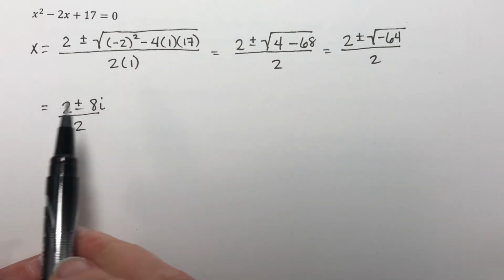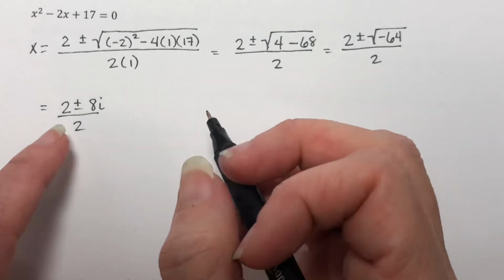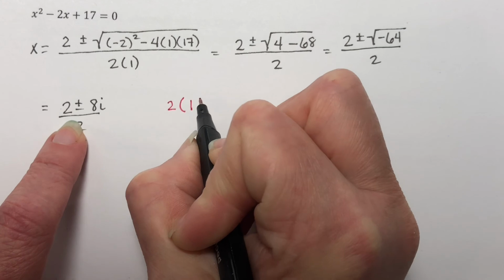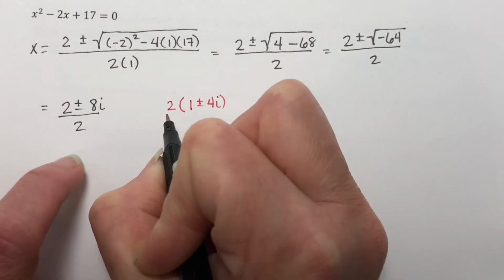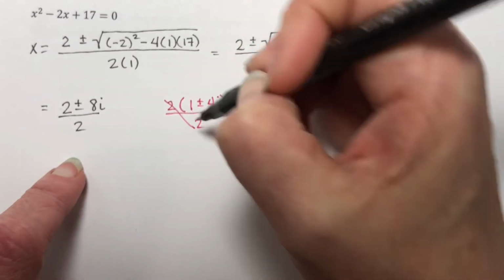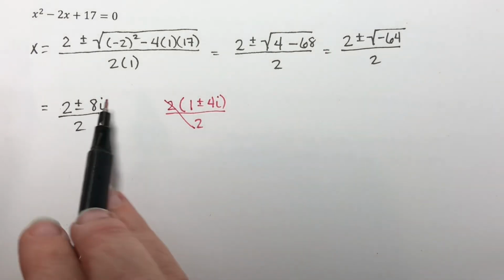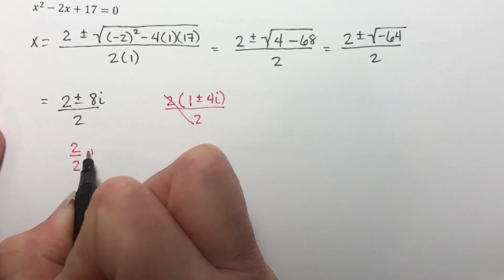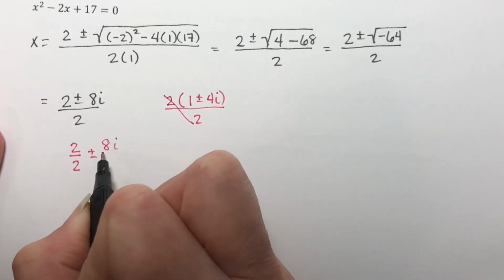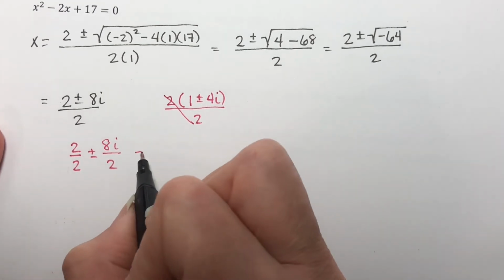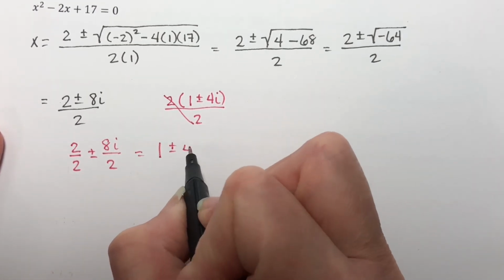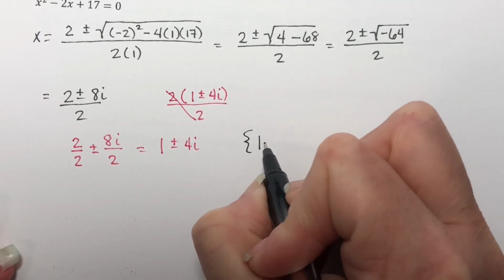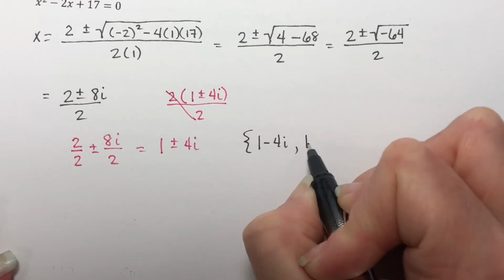Okay. Now this can be simplified. There are two ways to think about this. The first method would be to factor a 2 out of this, and I get 1 plus or minus 4i over 2. And then these 2's can cancel out. The other way of thinking about this is to split it up into two fractions. This is 2 over 2 plus or minus 8i over 2. And then you reduce each of these to get 1 plus or minus 4i. Either way, your answers are 1 minus 4i and 1 plus 4i.